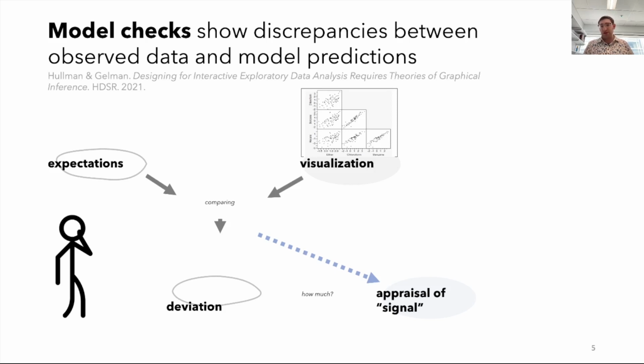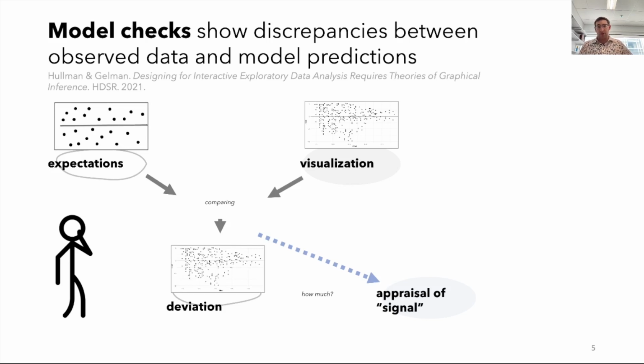This follows from an analogy between visualization interpretation and model checking in statistical workflows, where I see some pattern in a visualization and I might fit some model to it. I might revise my visualization to show me the degree of misfit more clearly, now looking at residuals. I might compare what I'm seeing to some visual expectations that I have for what a well-fitting model should look like. How much deviation is there? This informs an appraisal of signal, akin to a statistical test, but informal and often implicit in the mind of the analyst.